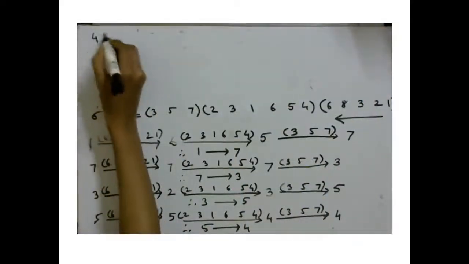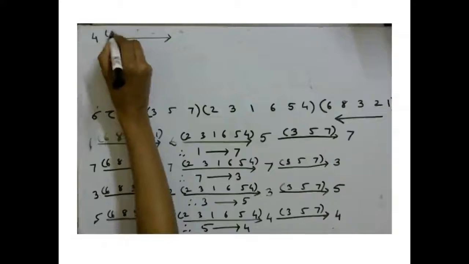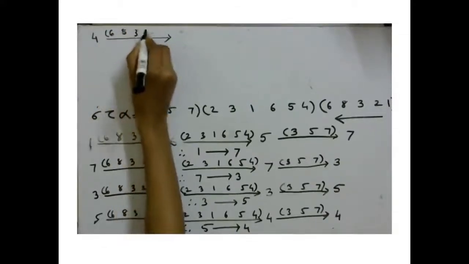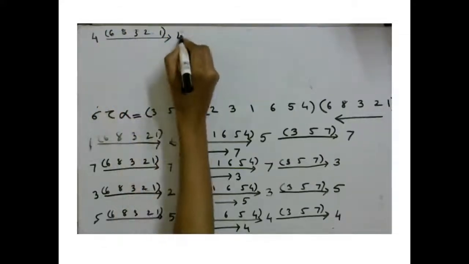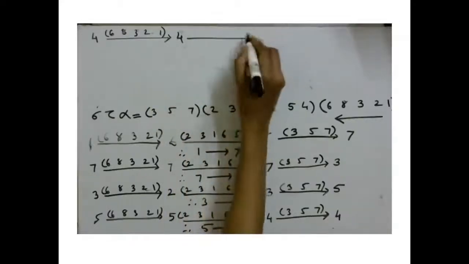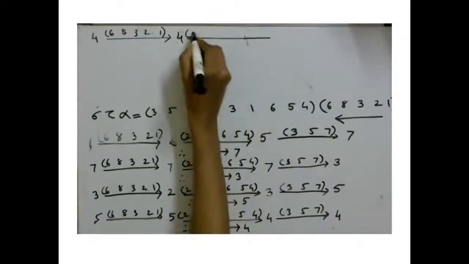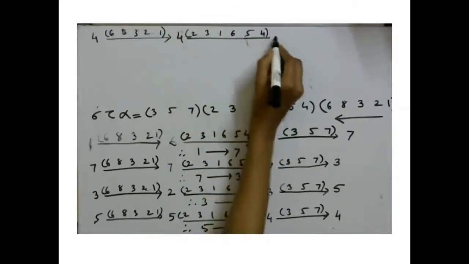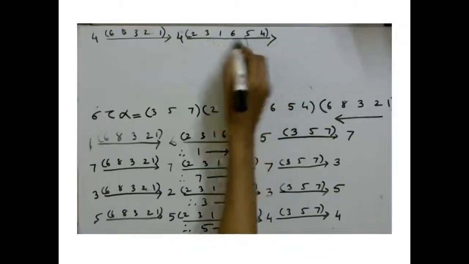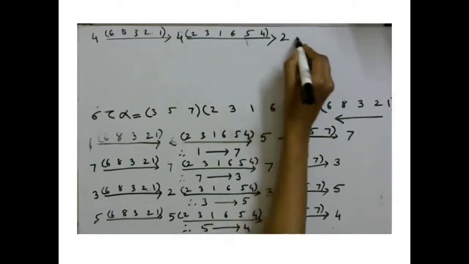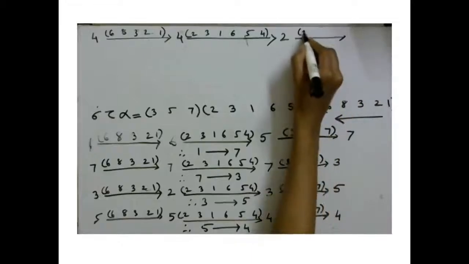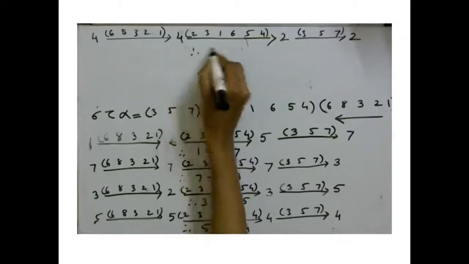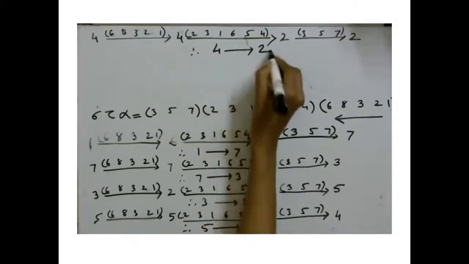Now let us see where 4 goes. So in the rightmost cycle, (6, 8, 3, 2, 1), 4 is not present, so 4 is fixed. Then in the next cycle, (2, 3, 1, 6, 5, 4), what do we observe? We observe that 4 maps to 2, so 4 goes to 2. And in the last cycle, (3, 5, 7), 2 is not present, so 2 is fixed, and therefore the conclusion is that 4 maps to 2.